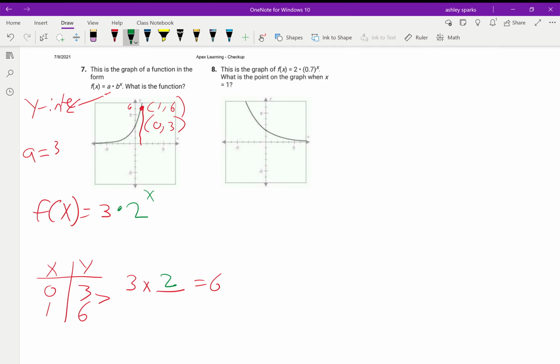Number 8, it says we have the graph of 2 times 0.7 to the x. What is the point on the graph when x equals 1? You could try to read the graph. This might be where I'd recommend plugging it in just to be more sure of your answer. So what we would have here is 2 times 0.7, and I'm replacing x with 1. Anything to the first power is just that number, so I have 2 times 0.7 still, so this would be 1.4, which probably makes some sense. It looks like we're not quite at 2 there, but it's really hard to read when you're getting decimal answers, so I'd recommend plugging those in.